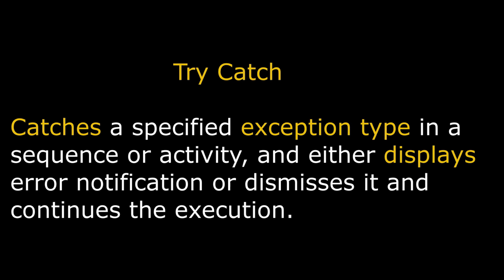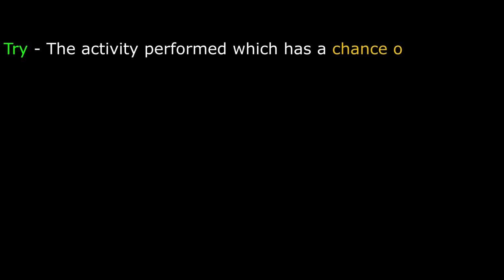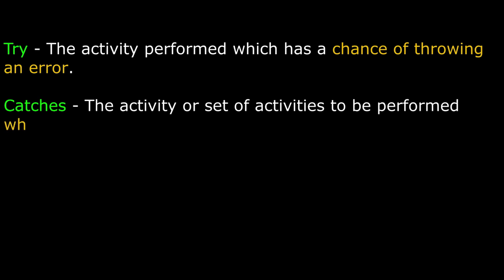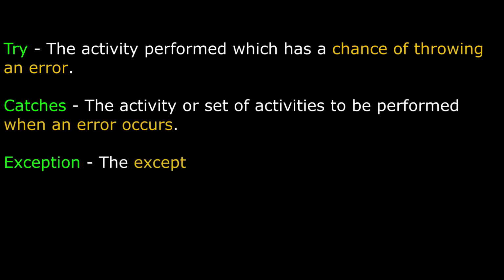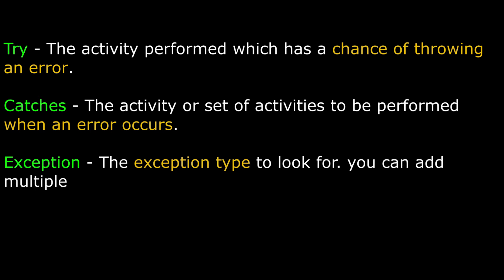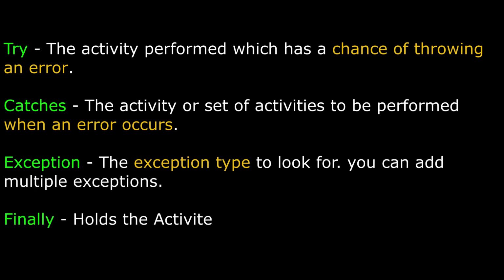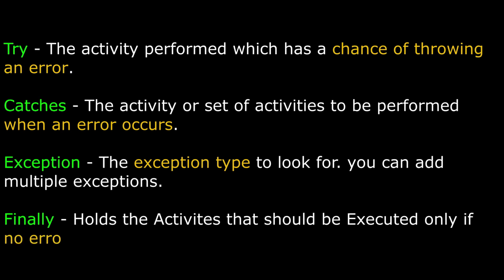What is try catch? It catches a specified exception type in a sequence or activity and either displays an error notification or dismisses it and continues the execution. Try holds the activity performed which has a chance of throwing an error, and catches holds the activity or set of activities to be performed when an error occurs, with the exception type to look for; you can add multiple exceptions. And finally holds the activities that should be executed only if no error occurred in try.